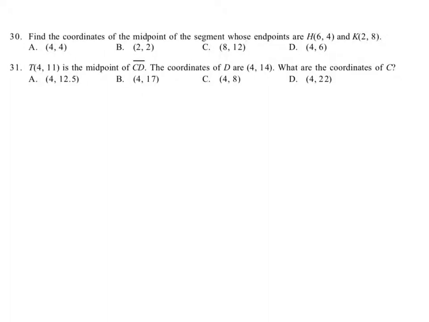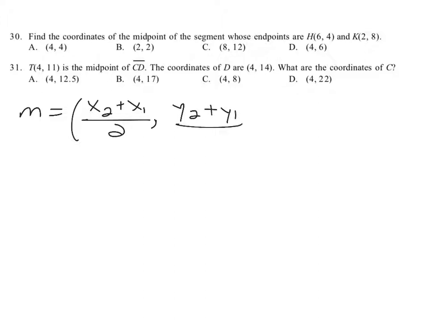Okay, find the coordinates of the midpoint if the endpoints are (6, 4) and (2, 8). Remember, the midpoint is going to be the x-coordinates averaged, x2 plus x1 divided by 2. That'll give you the x-coordinate, comma, y2 plus y1 divided by 2. That'll give you the y-coordinate. Okay? We're going to use this for both of these problems.